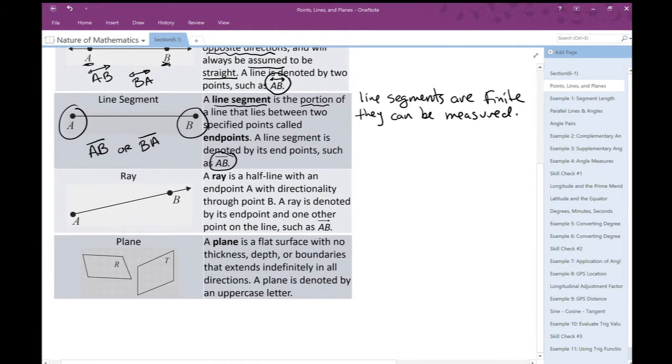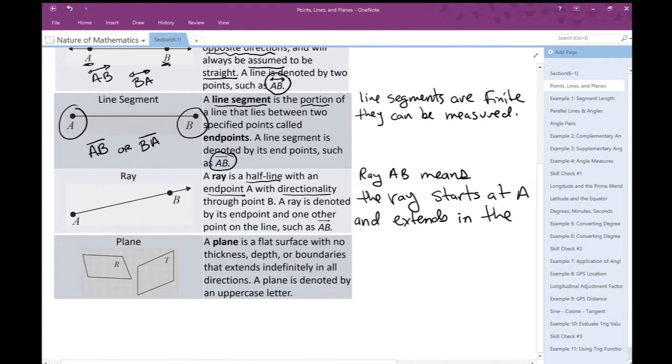Next is ray. A ray is a half line. 2 important things about a ray is they have an endpoint and they have directionality. Because of that, rays can only be named one way. Ray AB means the ray starts at A and extends in the direction of B. So ray AB can only be named as ray AB. You cannot name it ray BA because that would be an arrow going in the opposite direction.